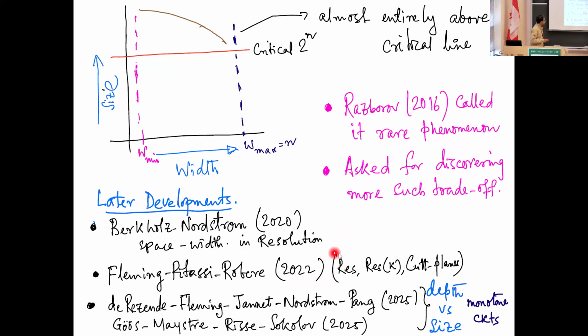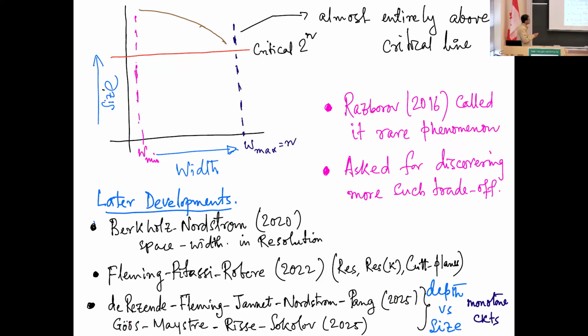So first of all, they observed that this can be generalized to DAG-like resolution, and to Res(k), cutting planes. And very recently, there's been some very exciting progress by two groups of independent researchers, Dezeen, Fleming, Janett, Nordstrom, Peng, and Göös, Mestre, Rees, and Sokolov in 2025, showing that a similar phenomenon also appears for monotone circuits, depth versus size, answering a question that had been open for long.